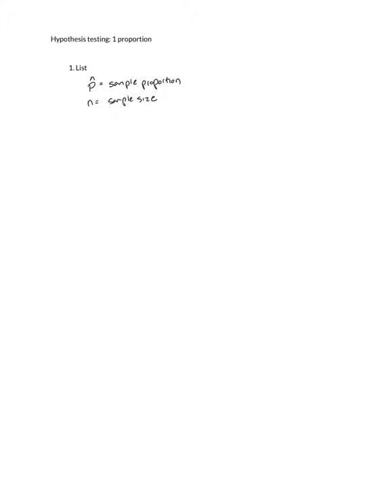After we have p hat and n, the final thing we need to list is p naught. This is our new thing, and this is what we call our assumed proportion. This is what we're going to be comparing to. And this is dependent on what we're actually trying to prove. So in order to see this, let's go ahead and look at an example.